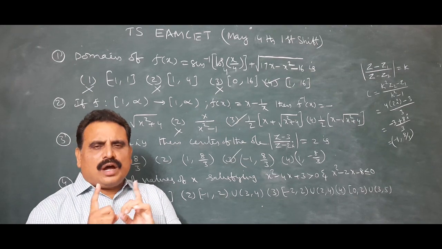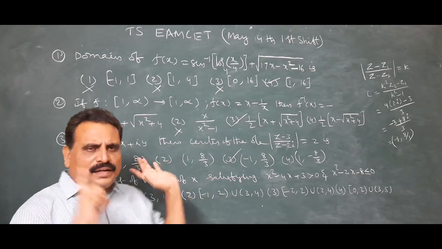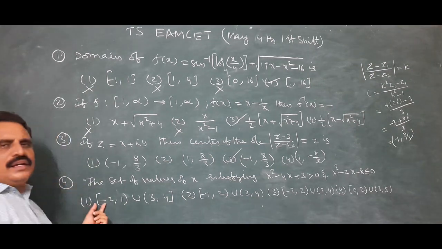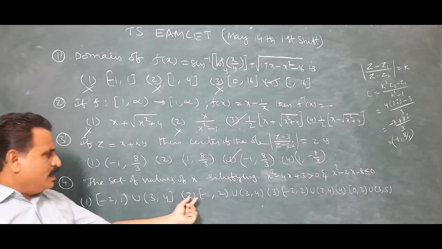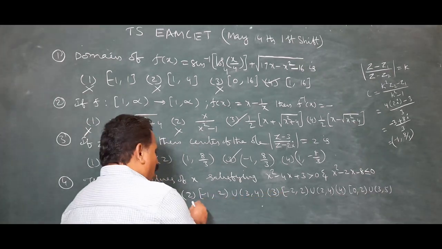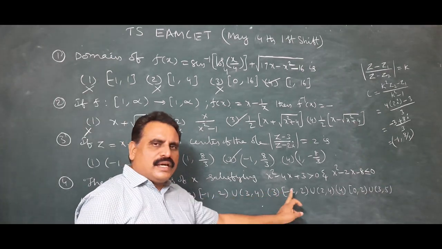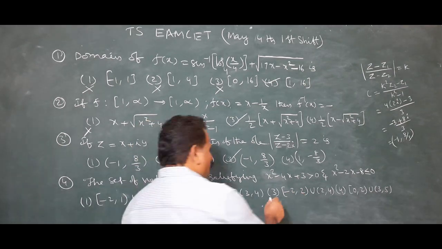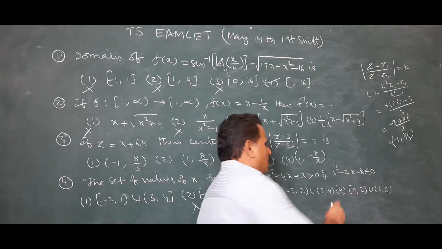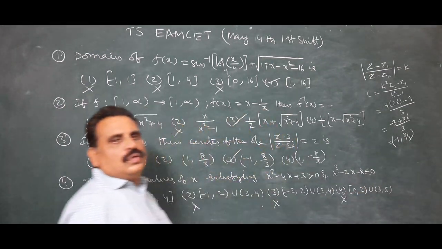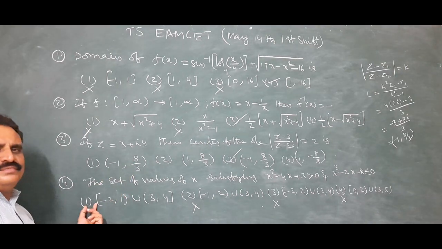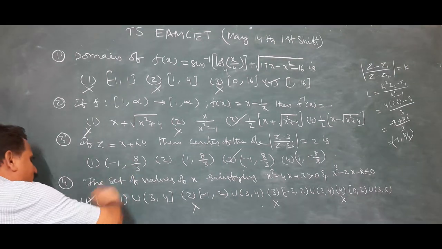The option does not contain 1. Which option does not contain 1? Check that. This does not contain 1. This contains 1, minus 1 to 2, so it is wrong. This contains 1, minus 2 to 2, it is also wrong. This contains 1, 0 to 2, it is also wrong. It does not contain 1. 3 options are wrong. So it is the right answer.